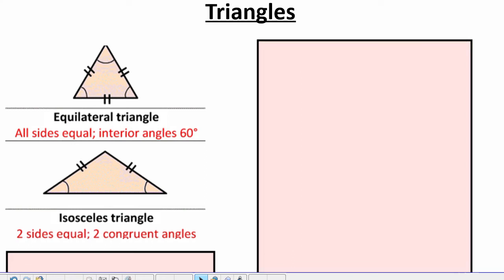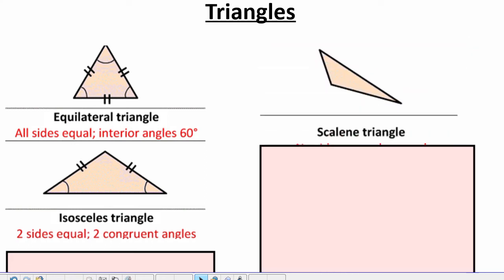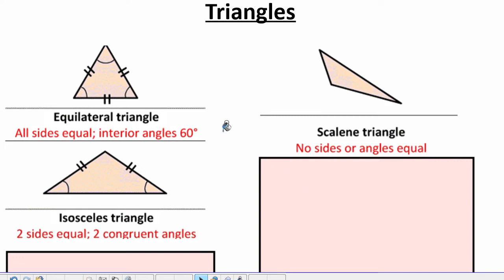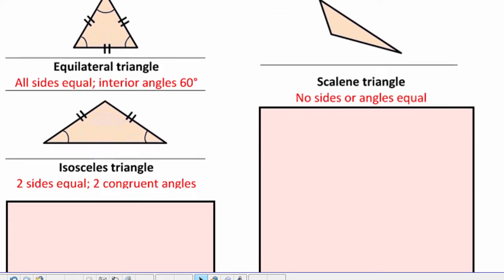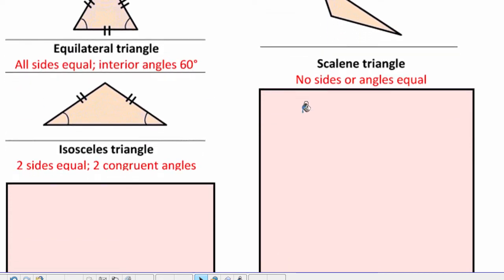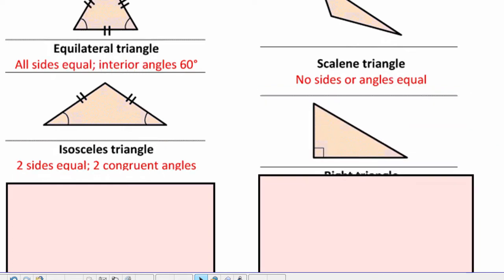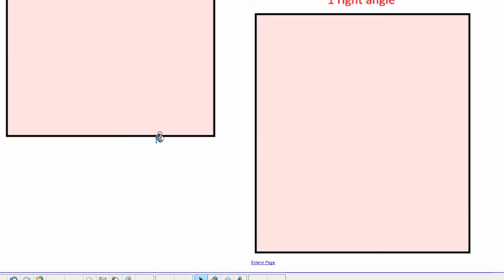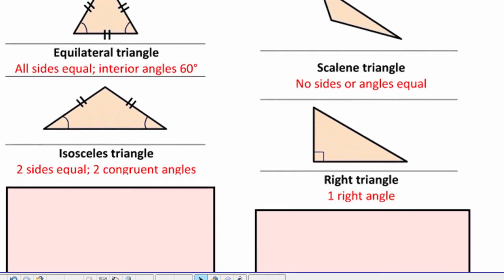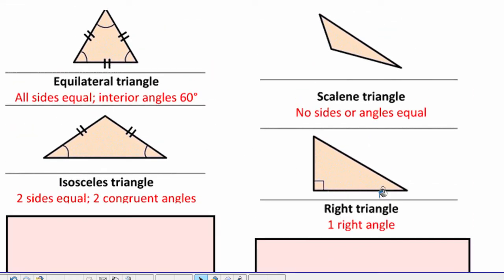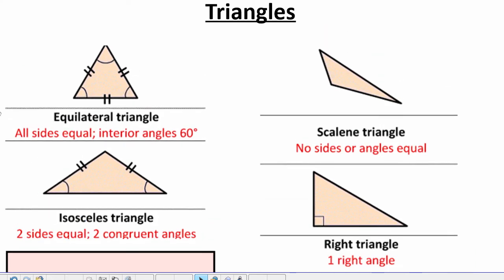Okay. Next one is a scalene triangle. No sides or angles are equal. So all the angles are different and all sides are unequal, sorry. And last but not least, a right angle triangle. So you can have a scalene right angle triangle and you can have an isosceles right angle triangle. So what makes it a right angle triangle specifically is this here in the corner. We've got one angle, which is a right angle. Okay, and that's your 4 different types of triangle.